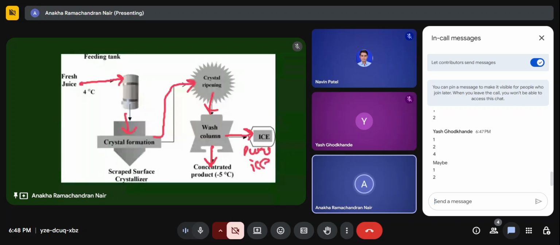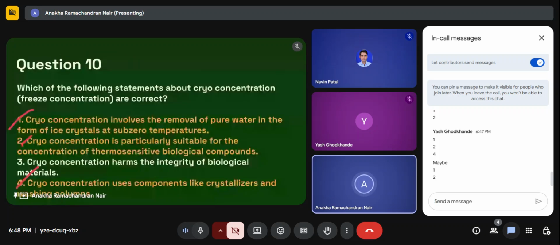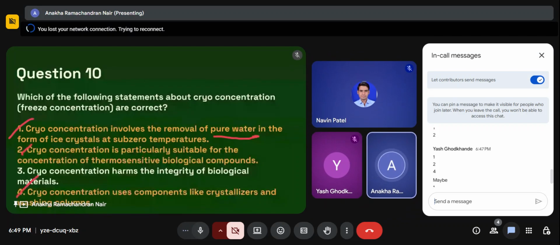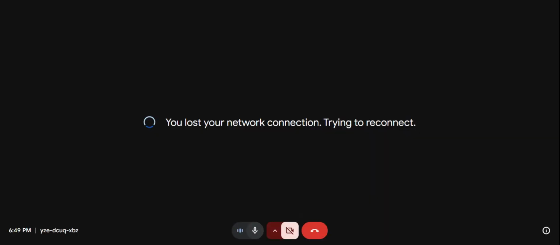Yes, cryo concentration involves the removal of pure water in the form of ice crystals at sub-zero temperature. That is also correct, because you have to ensure it is at a temperature where only water is converted into ice crystals. If it is very low, for example liquid nitrogen, there might be other compounds that also get frozen. You just want to remove water and nothing else, so you use the threshold where water freezes.